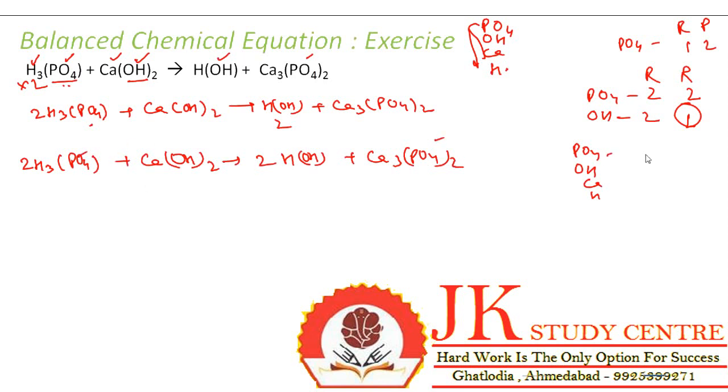So the PO4 part, if you see, is 2 on both sides. OH part, there is 2 here. Calcium part, 1 calcium here, there are 3 calcium here. Right? We have 1 and 3. So we'll multiply this with 3.